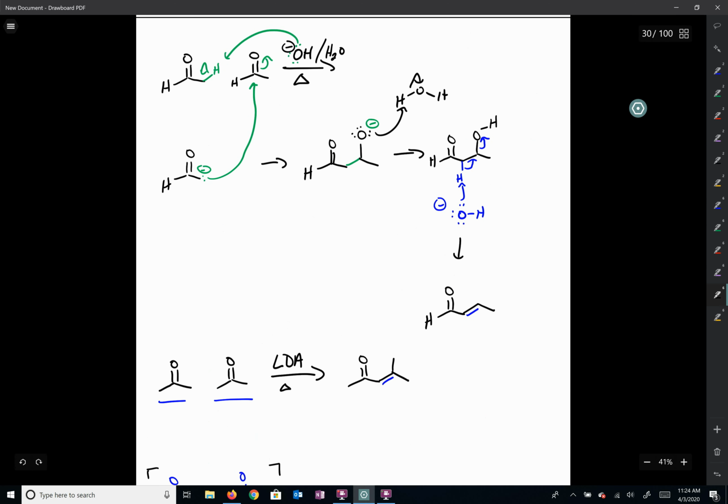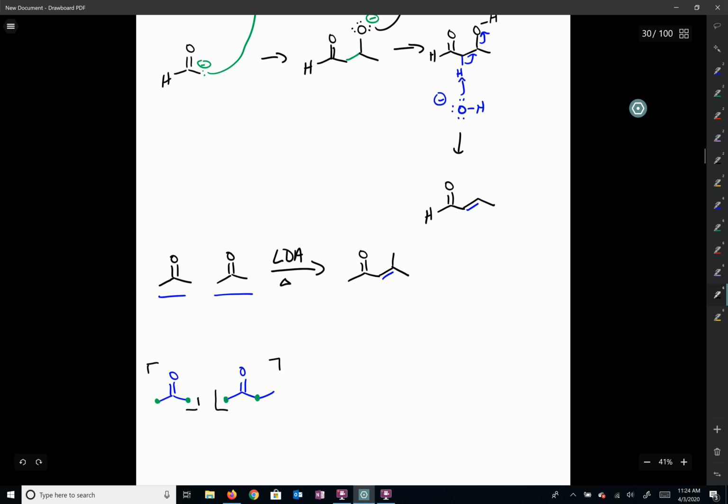And it all plays off of the same idea. We're making a reactive alpha position. We're making it into a good nucleophile. It attacks a carbonyl. When we heat it up, it forms an unsaturated alpha-beta carbonyl, and those are going to be useful for us as we go along also. So now we can start to bring together multiple carbonyl groups, and we will see what other fun stuff we can do with it.